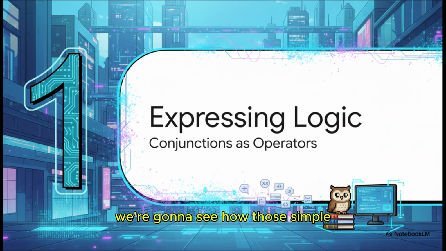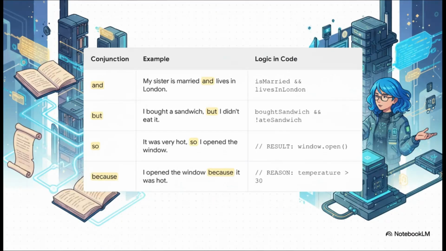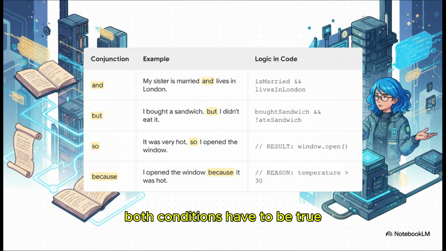We're going to see how those simple little conjunctions you use all the time are, well, pretty much just the logical operators you use to control the flow in your code. Okay, check this out. The mapping here is so direct, it's kind of beautiful. And is just your classic double ampersand. Both conditions have to be true.